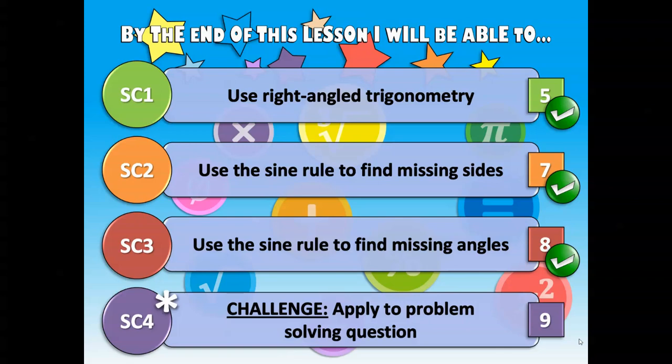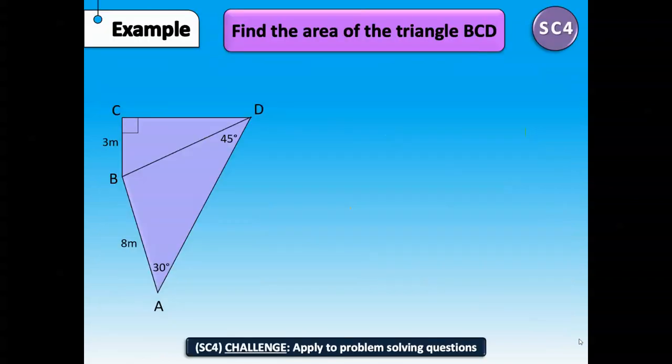And now we've completed success criteria 3. So now we're going to move on to number 4, and this is to apply to problem-solving questions. So we want to find the area of the triangle BCD.